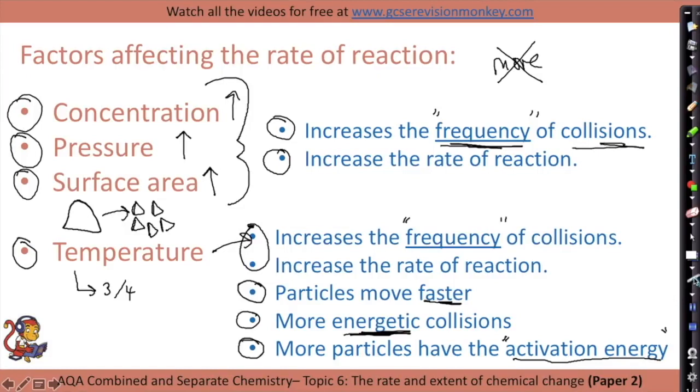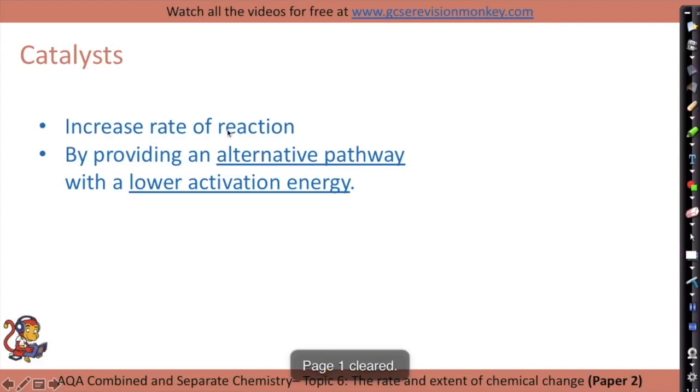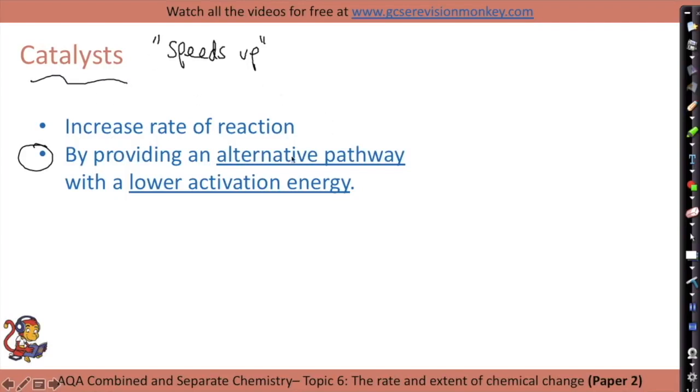The final thing that we're going to talk about in terms of a factor affecting the rate of reaction is something called a catalyst. Now, at key stage 3, you would have talked about a catalyst speeding up a reaction. Unfortunately, that definition isn't quite good enough for GCSE, and they actually want you to talk about this definition here. A catalyst is something you put into a reaction to increase the rate of reaction, and the way it does that is it provides an alternative pathway with a lower activation energy.